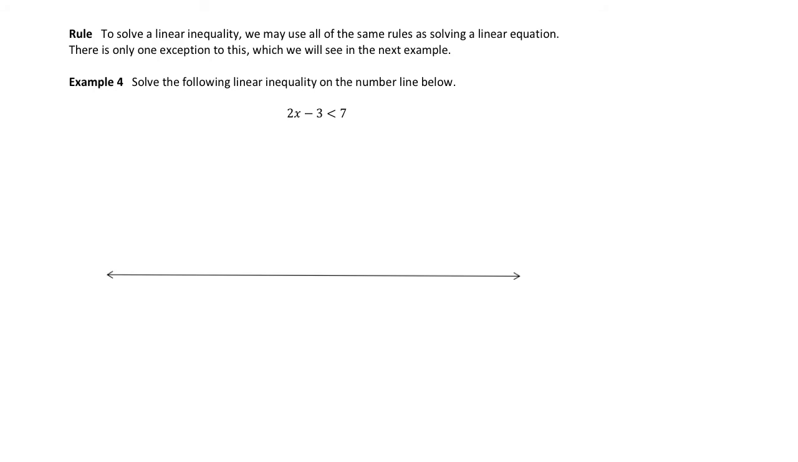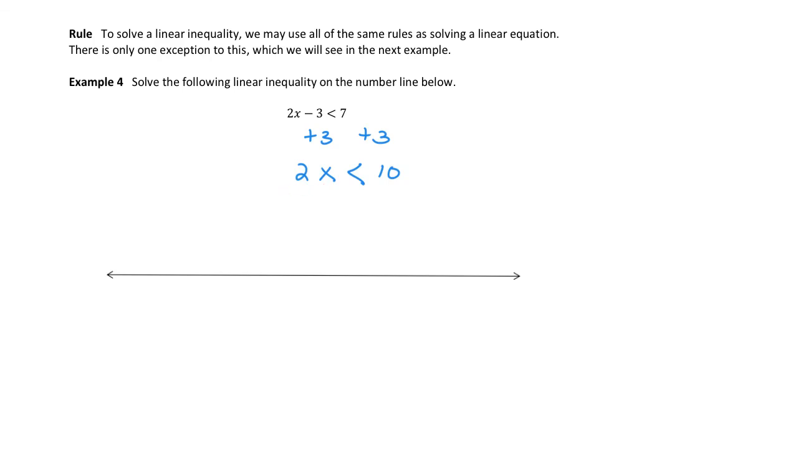I'm going to start by adding 3 to both sides of this inequality, just like I would an equation. It gives me 2x on the left and 10 on the right. And furthermore, you still get less than. The inequality is still true. If this side is less than this side, and they both increase by the same amount, the result here has to still be less than the result here.